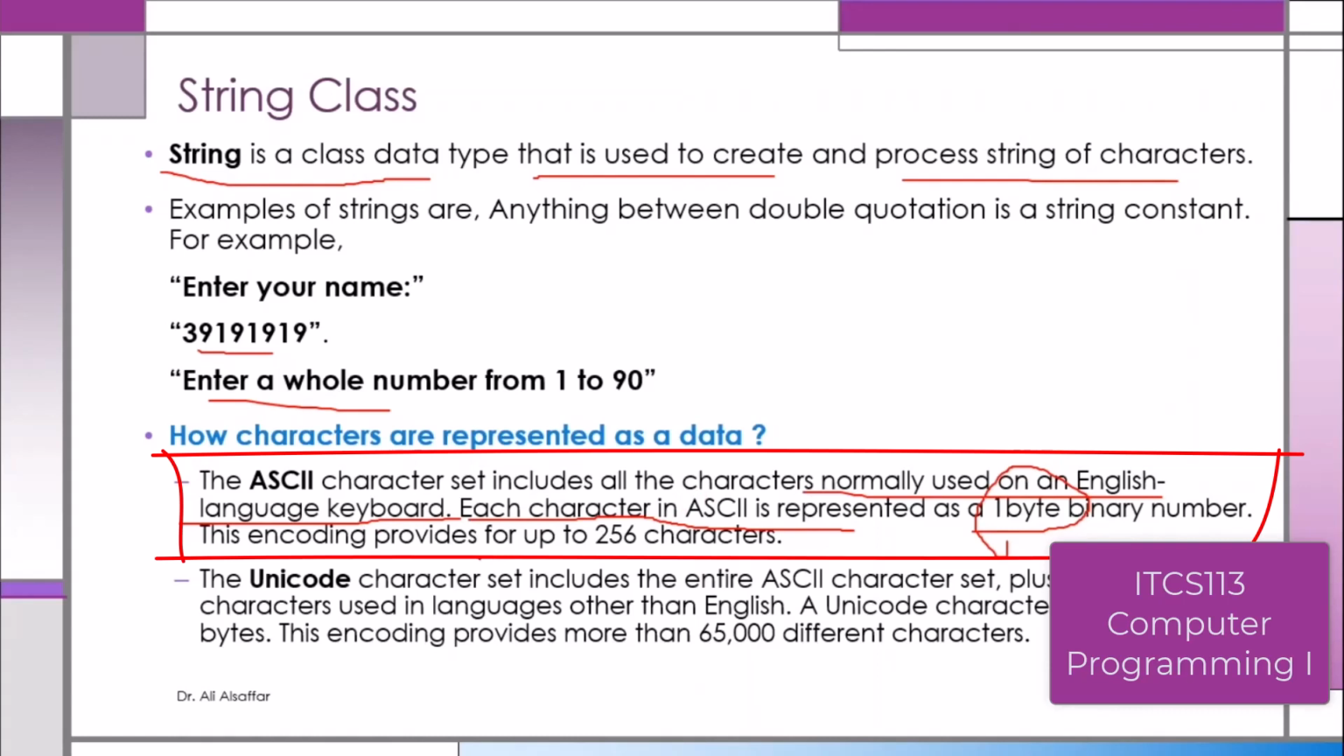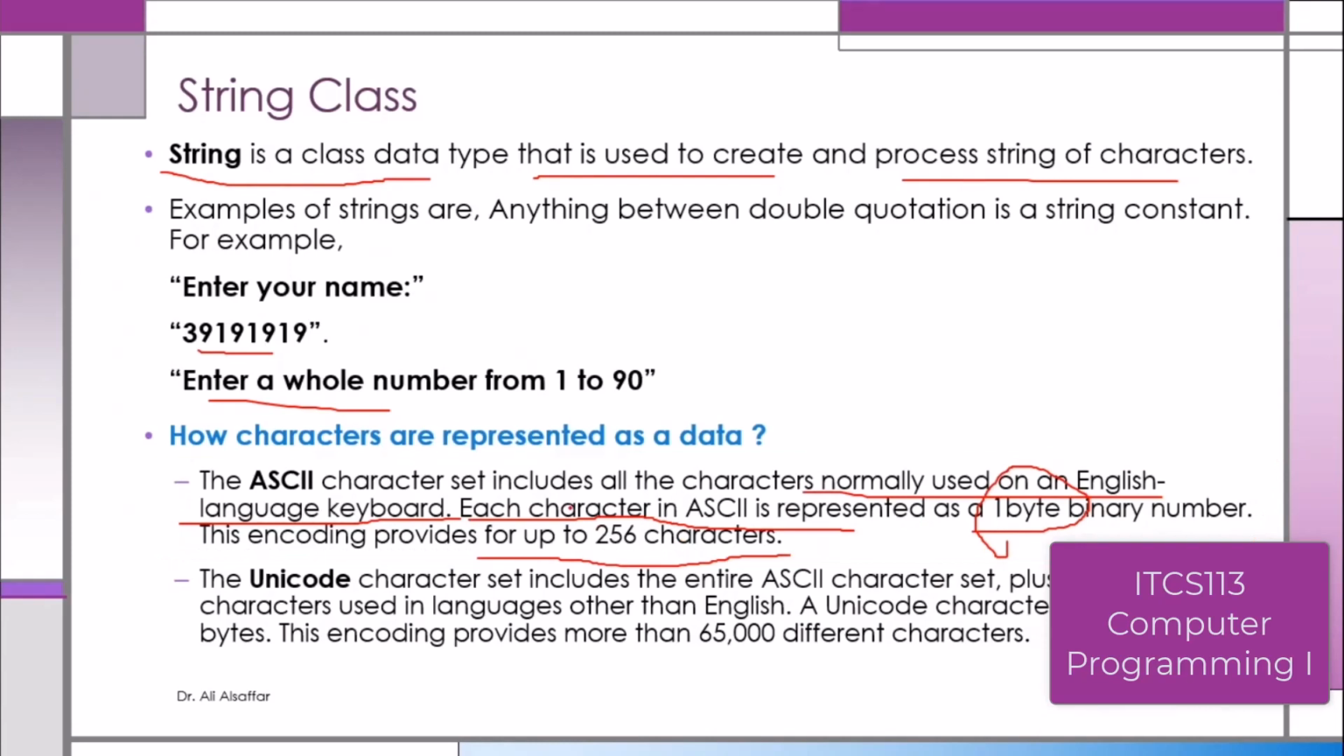If you have 1 byte, then the maximum number of codes that you can represent is 256. So 256 if you have 1 byte. If I want to show you a sample of those ASCII codes, nobody remembers the whole table. Maybe by practice, if you try to look into the table, you will remember them.